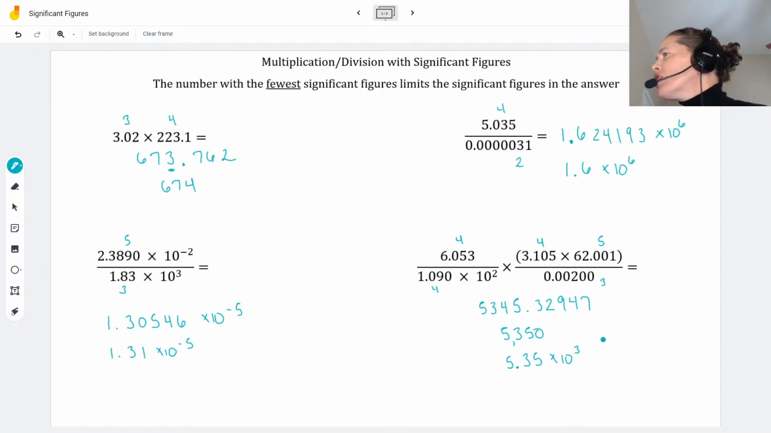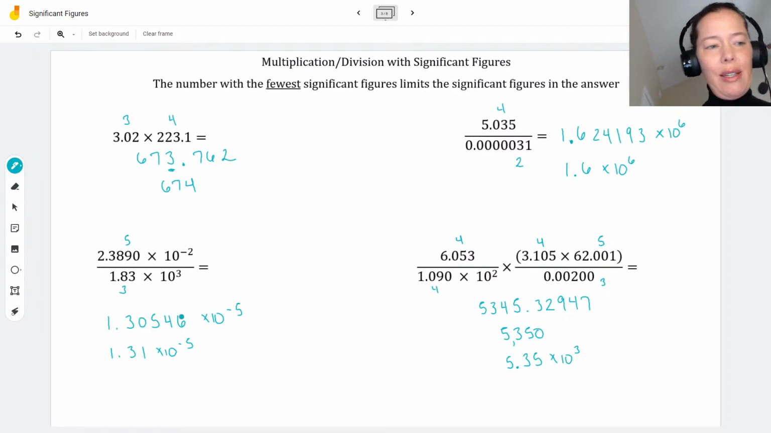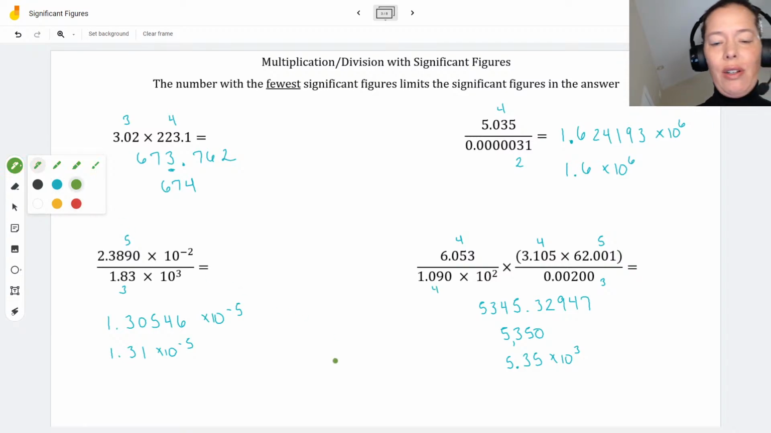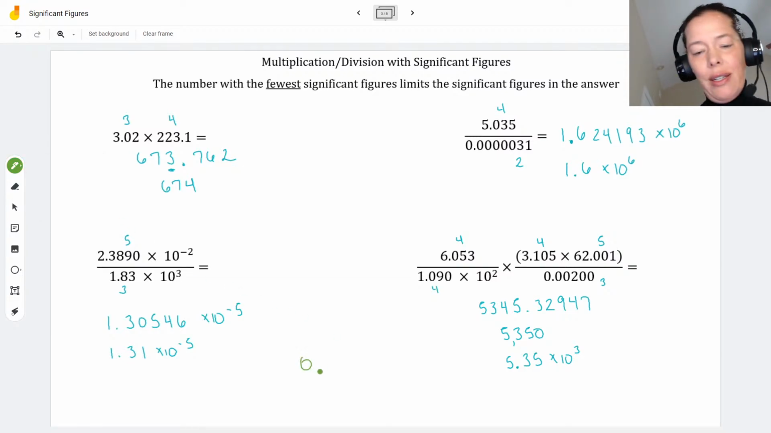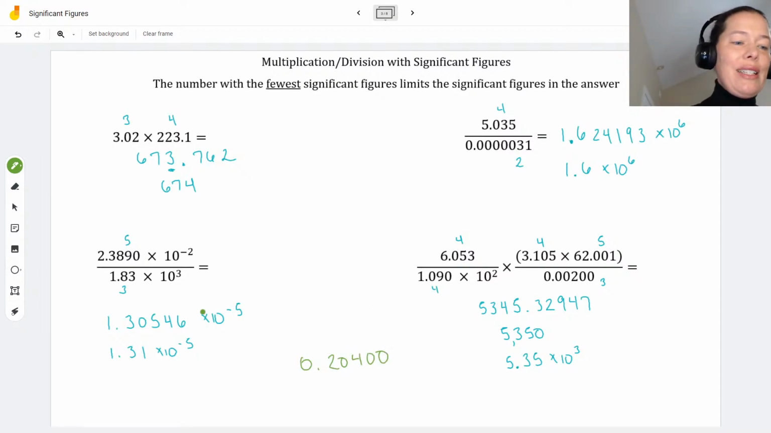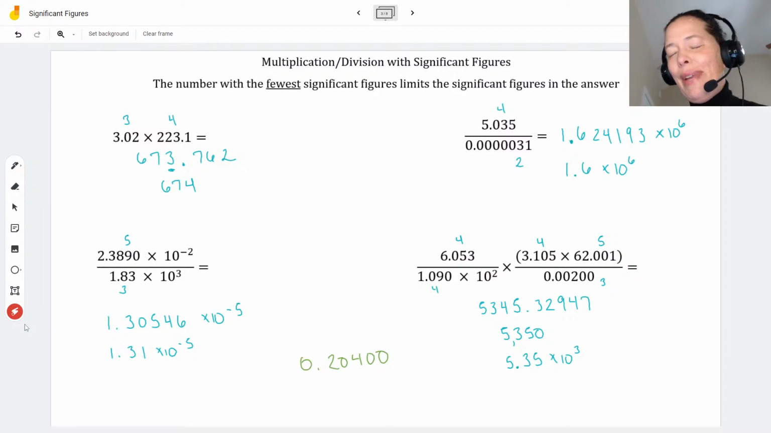Okay, so there's a question. How many significant figures would... I am just going to write this number down. I'll do it in a different color. So that is 0.20400.